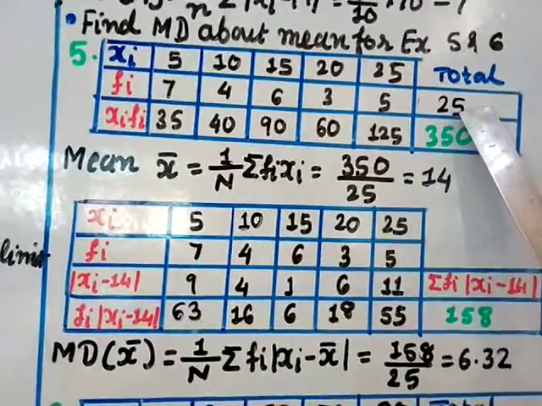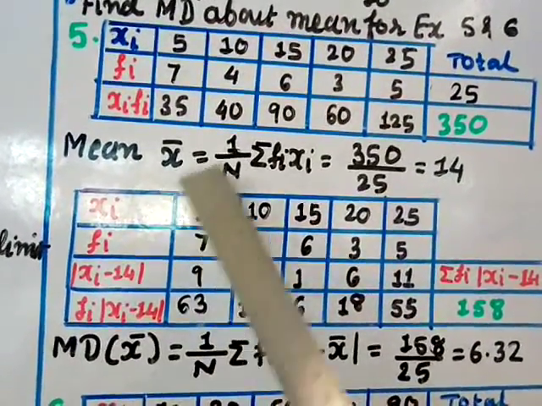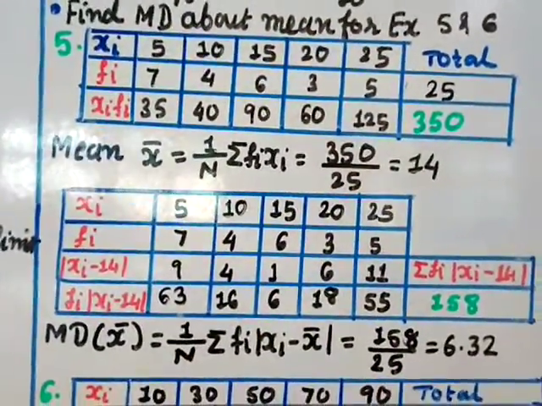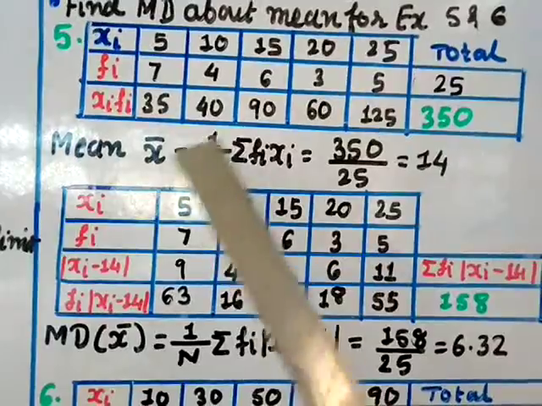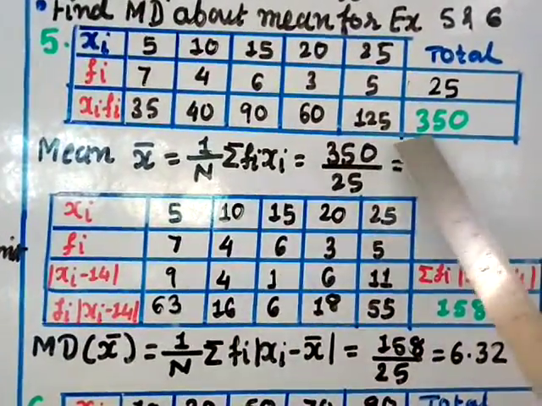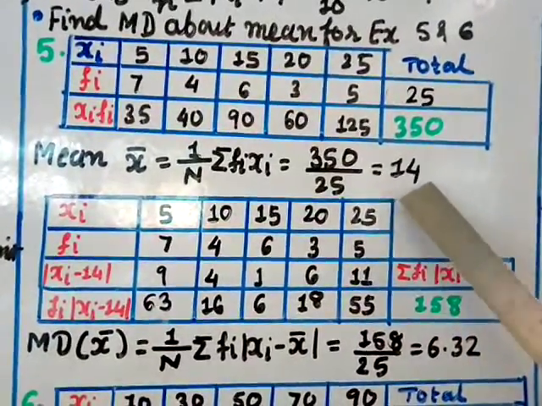So this is n and this is sigma fi xi. The formula for the mean is x bar equals 1 by n sigma fi xi. This formula is from class 10, so you know it. So 1 by n, where n is 25, and sigma fi xi is 350. So 350 by 25 will give you 14. Now you have found the mean.